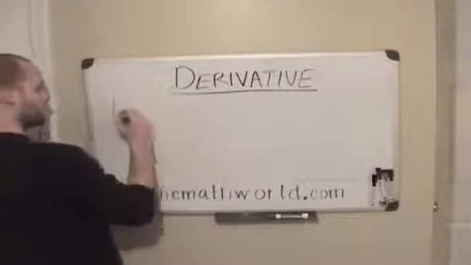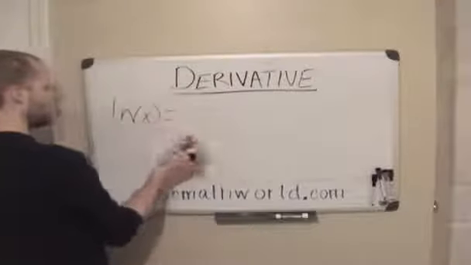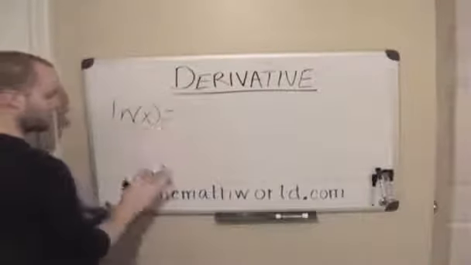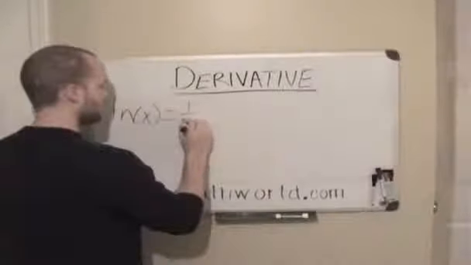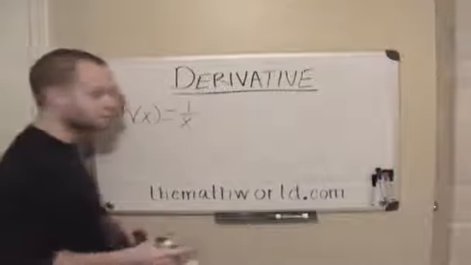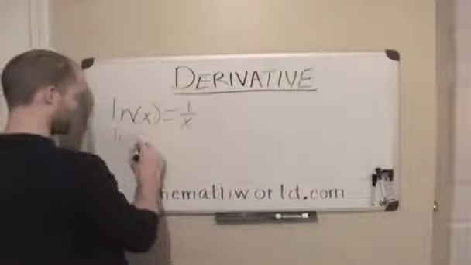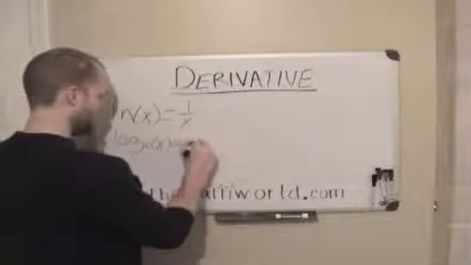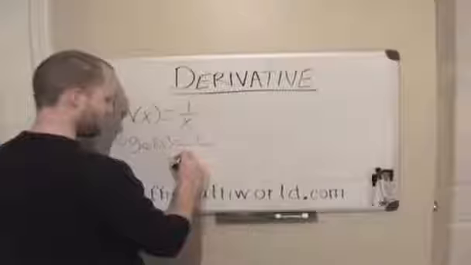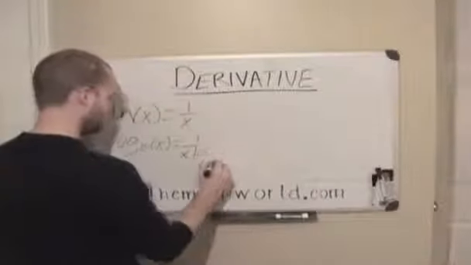The first one that you need to know is the natural log. All these things I'm going to be writing are the derivatives. The natural log, the derivative of this is 1 over x. The next one that you need to know is log, the derivative of this is 1 over x ln of a.